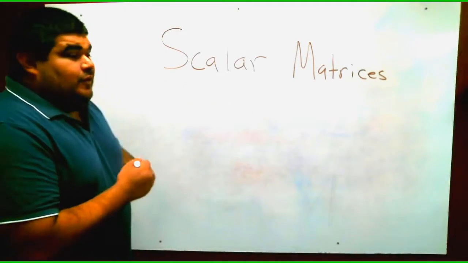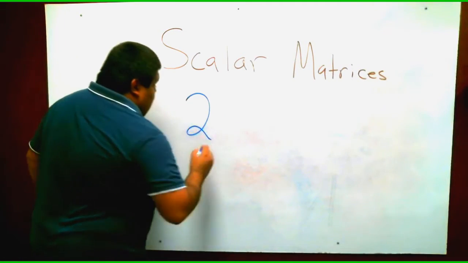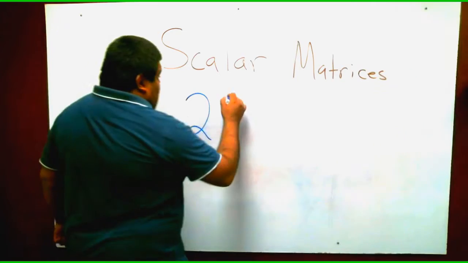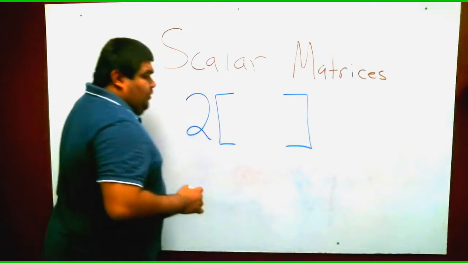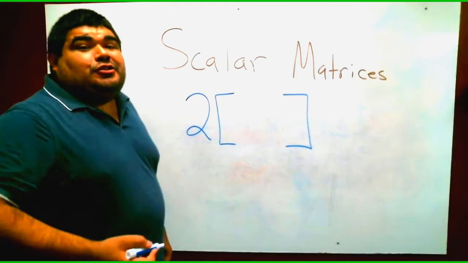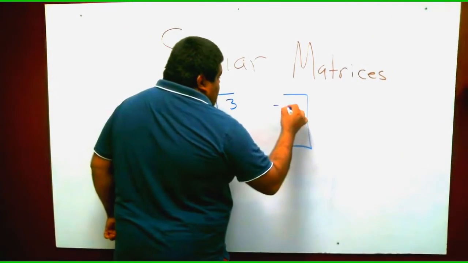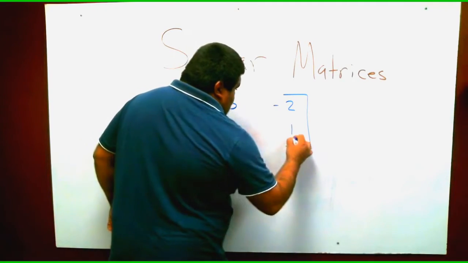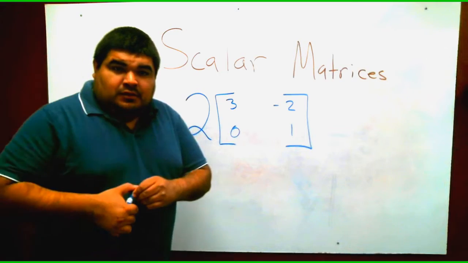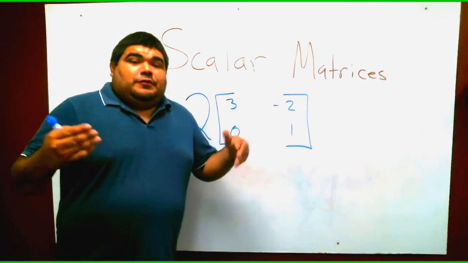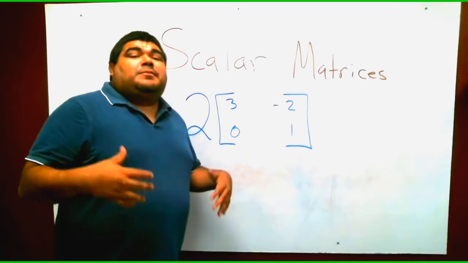Our example for today is, if I have 2 times our matrices, we're going to do a 2 by 2. Okay? So we're going to do 3, -2, 0, and 1. Okay, simple numbers, small numbers. The goal of today's concept is, again, we're going to simplify the matrices.